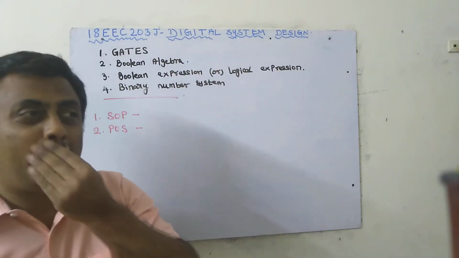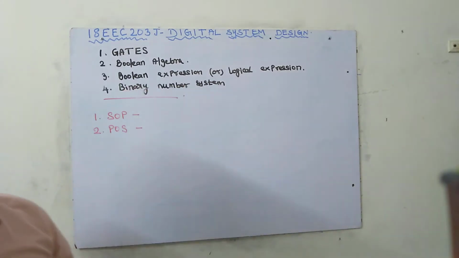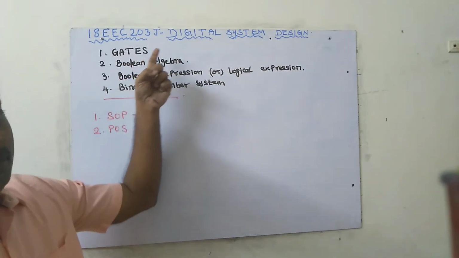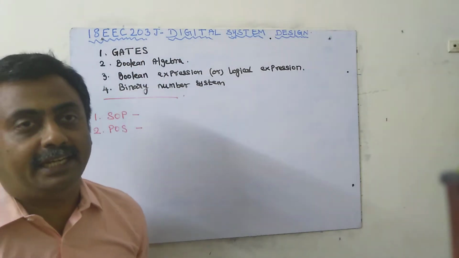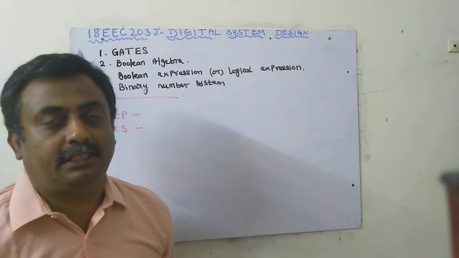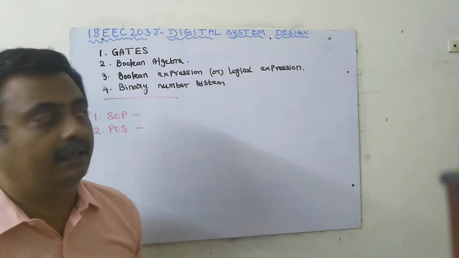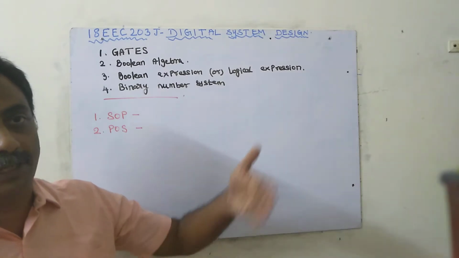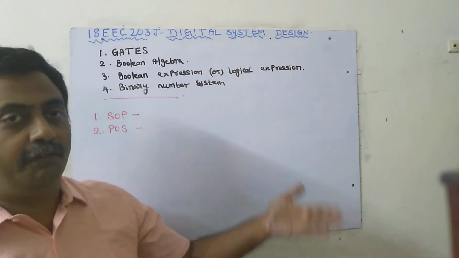Already you have come across basic electrical engineering, and in your lower classes you have come across all those things. Gates, what are the gates? AND gate, OR gate. What is an AND gate? It performs multiplication. AND gate, OR gate, NAND gate, NOR gate, XOR gate. All the gates you have already come across in your schools as well as in the first year.